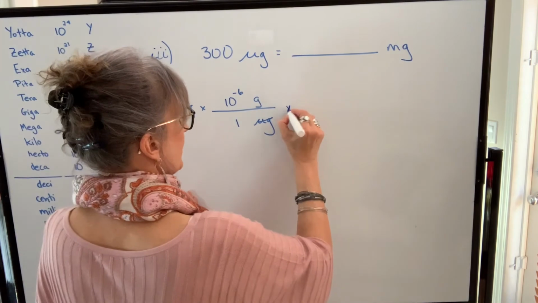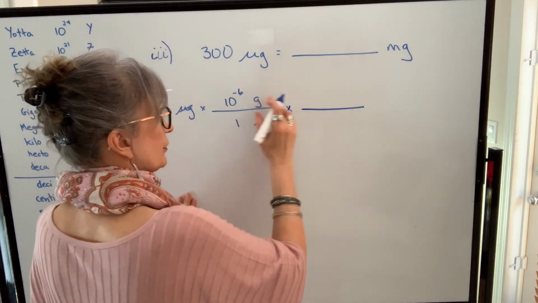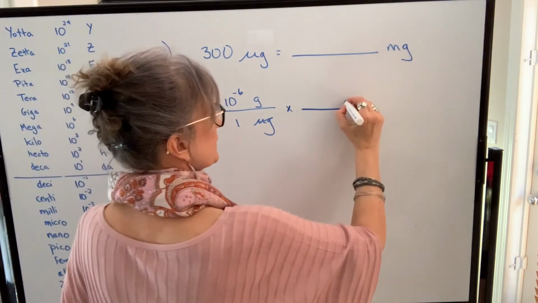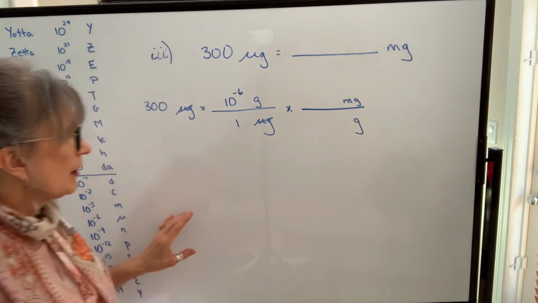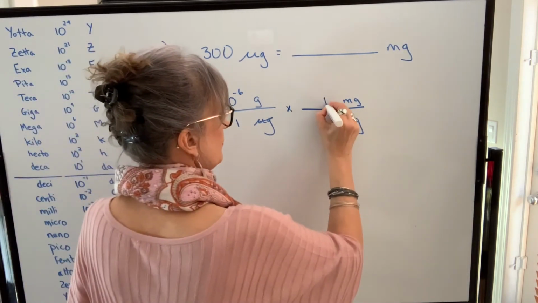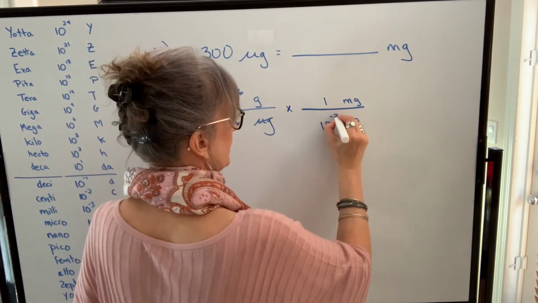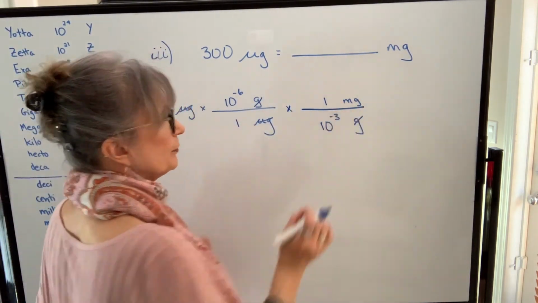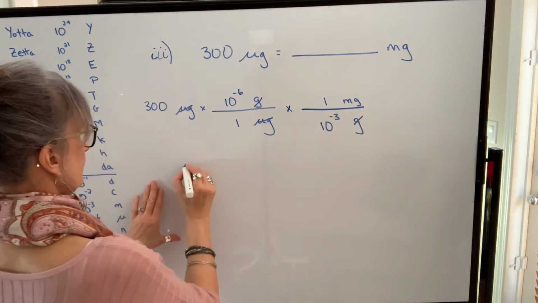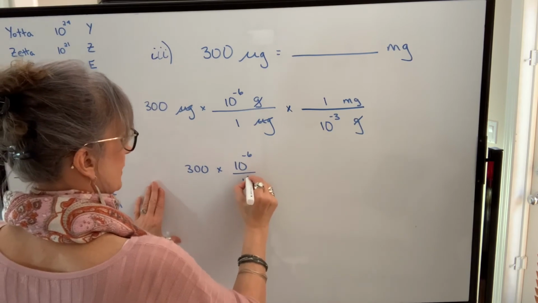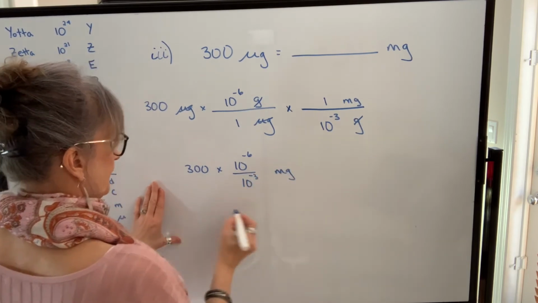So then my next fraction, I have grams in the numerator here, so I want to put grams in the denominator. And I want to change to milligrams. So I look up my metric prefix of milli, small m, it's equivalent to 10 to the negative 3. So I know 1 milligram is equivalent to 10 to the negative 3 grams. Now the grams will cancel, and my answer will be in milligrams. So I'll have 300 times 10 to the negative 6 divided by 10 to the negative 3 milligrams.